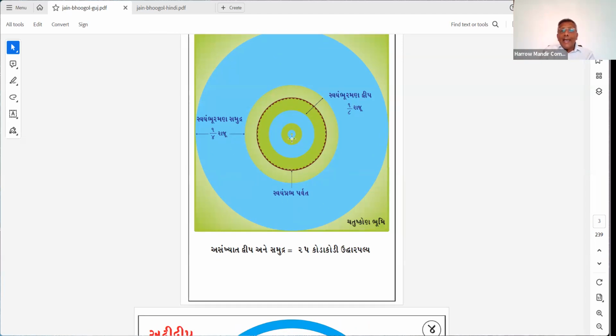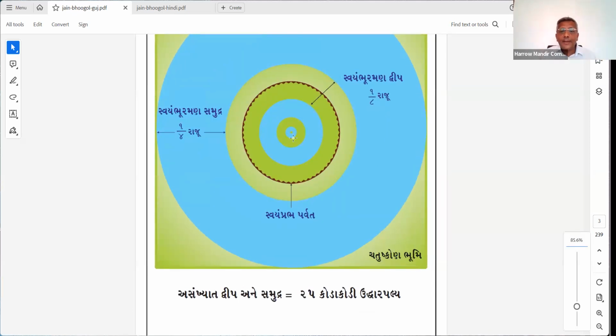So we have an island right in the center. Does anyone know what the name of that island is? Aaron? Jambudweep. Very good. Can everyone see the yellow dot in the center? Yes?